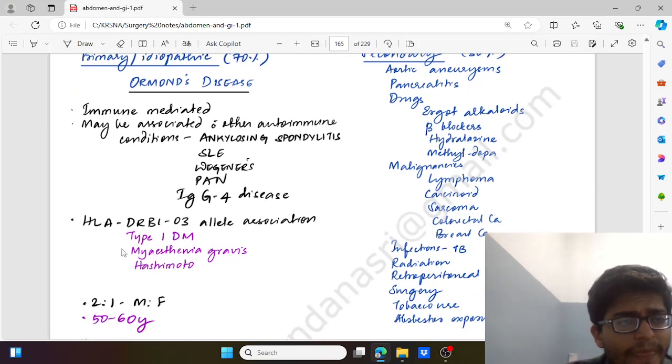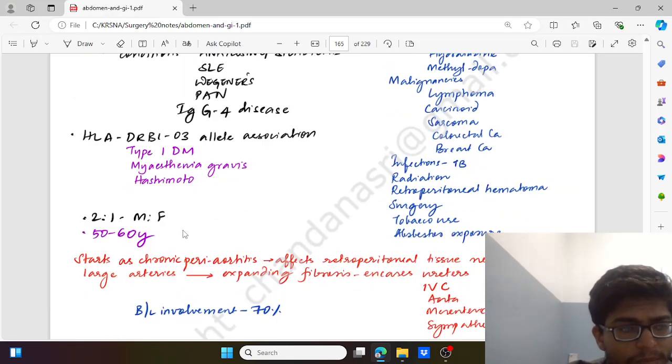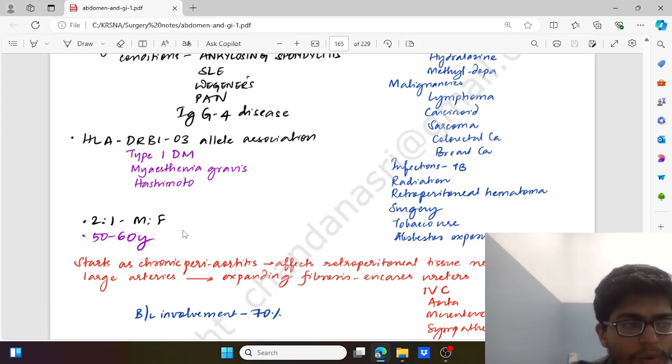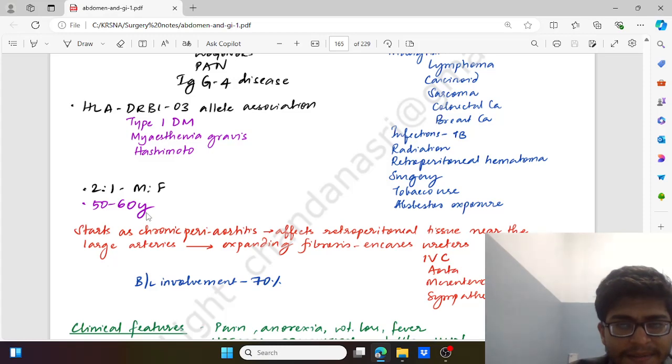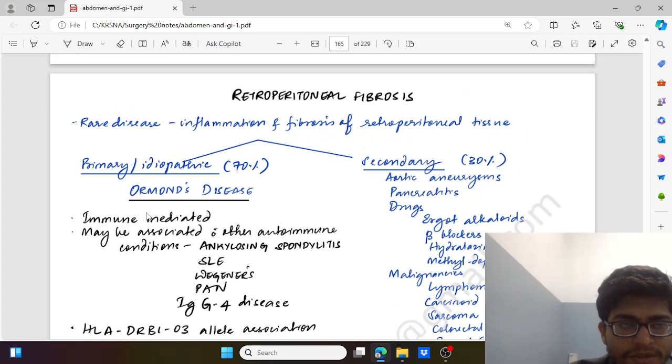Then it is associated with HLA-DR-B1 allele association. It will also be associated sometimes with diabetes type 1, myasthenia, Hashimoto's, more common in males, commonly in old age, 50 to 60 years. And these are some of the features of the primary one.